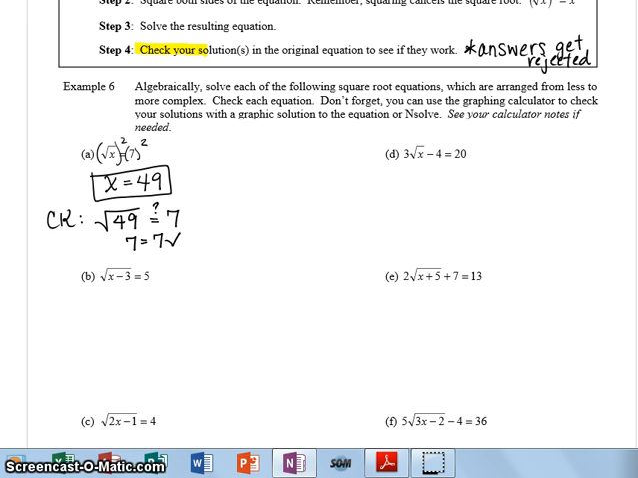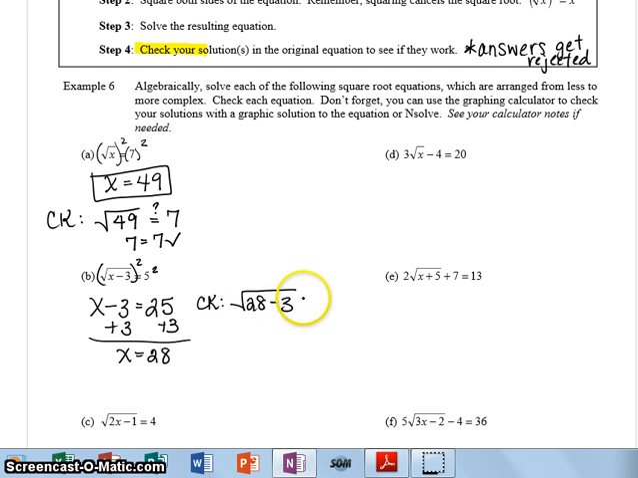Okay, part B. Be careful. That negative 3 is underneath. So you're still just going to square both sides. Squaring a square root just removes the square root. So on the left side, you're left with x minus 3, and 5 squared is 25. To get it by itself, you add 3 to both sides, and x has to be 28. Again, a little check. The square root of 28 minus 3, you're checking to see if that's equal to 5. So it's the square root of 25, and you get 5. 5 equals 5, yes, you accept that answer.